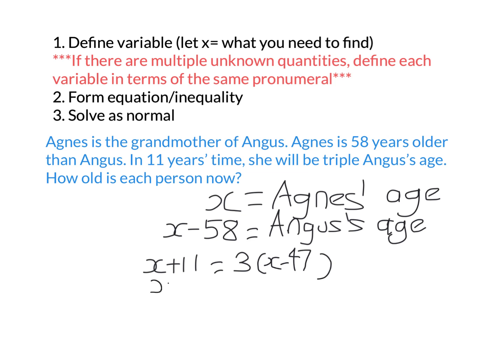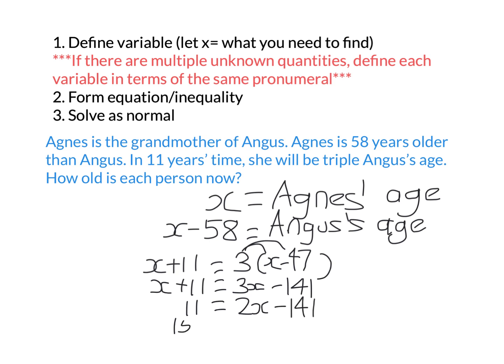So remember the rule is we first get rid of any brackets. So we go 3 times x is 3x, 3 times negative 47 is negative 141. So now what we're going to do is subtract x from both sides. This is the pronumeral with the lowest coefficient. Its coefficient's 1, 1 is less than 3, so subtracting x from both sides leaves us with 11 equals 2x minus 141. So now we're going to add 141 to both sides. We get 152 equals 2x. Dividing each side by 2, we get x equals 76.